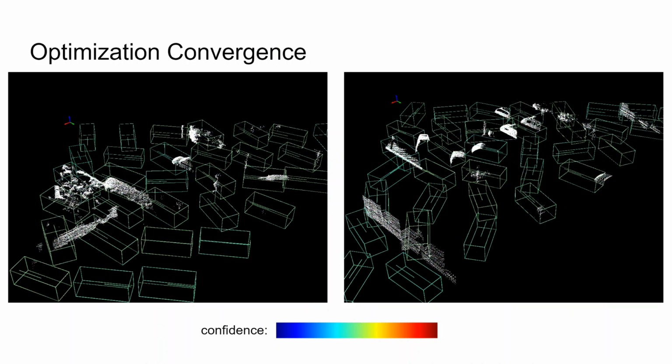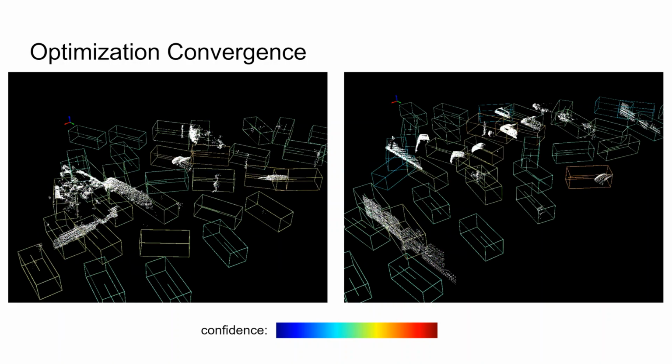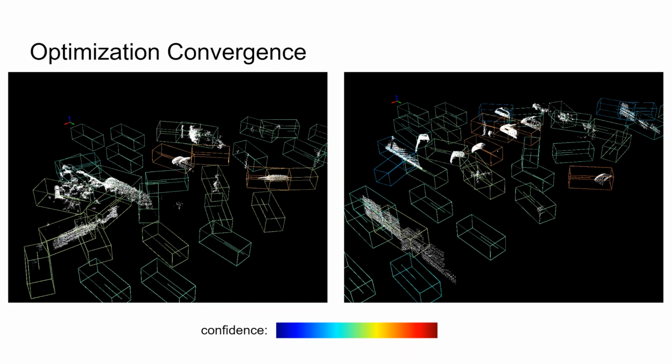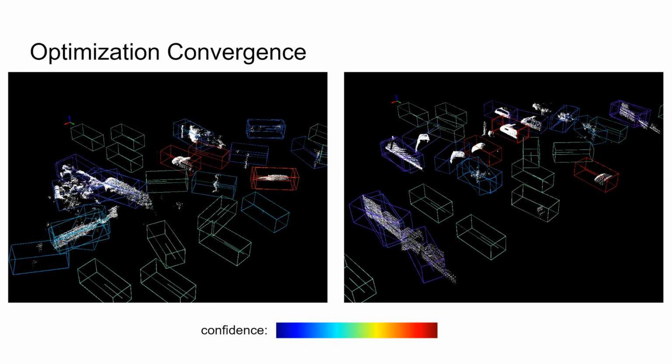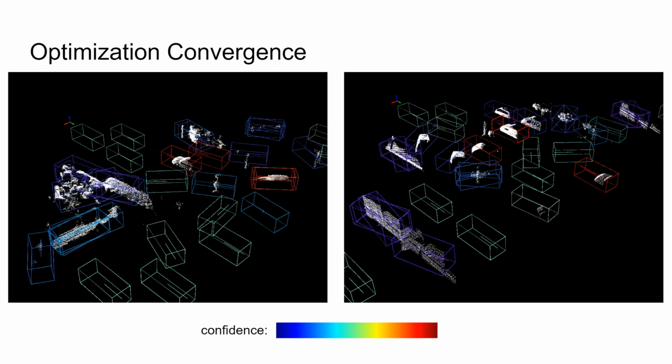Here we show our optimization in action. The boxes are initialized in a grid with 50% confidence. Throughout the optimization, some of them converge around cars and become red with high confidence, while others converge around the background and become purple with low confidence.